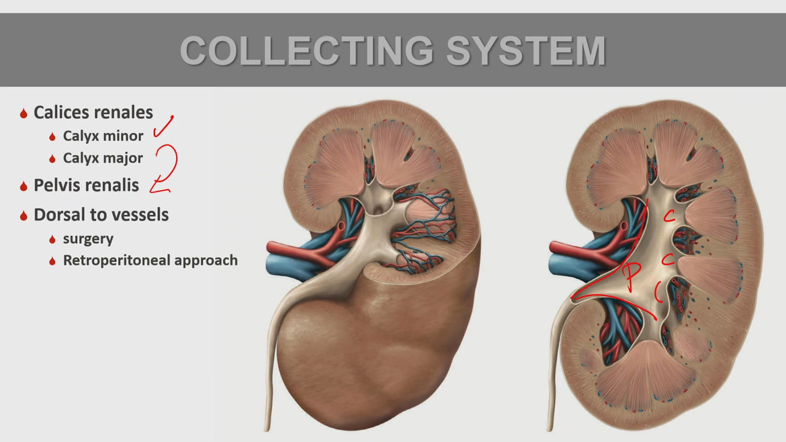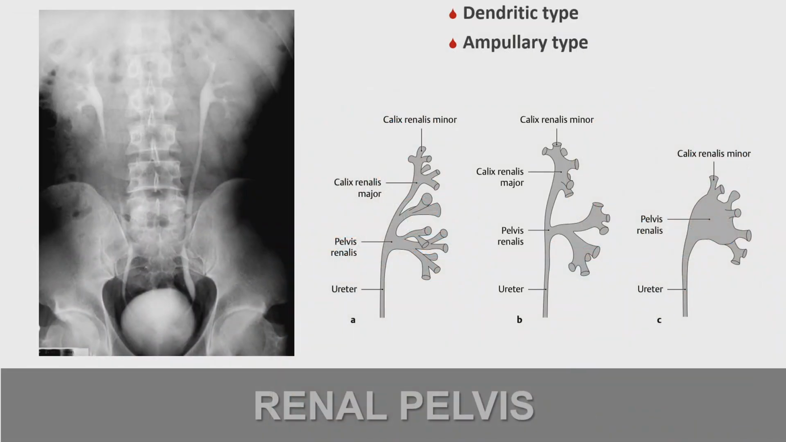The pelvis is localized dorsally from the vascular system, and it is very important for the surgical approach, because surgeons, urologists, perform lumbotomy, a surgical approach through the lumbar region. So the collecting system of a kidney is formed by calyces, calyx minor, calyx major, and then they are connected.